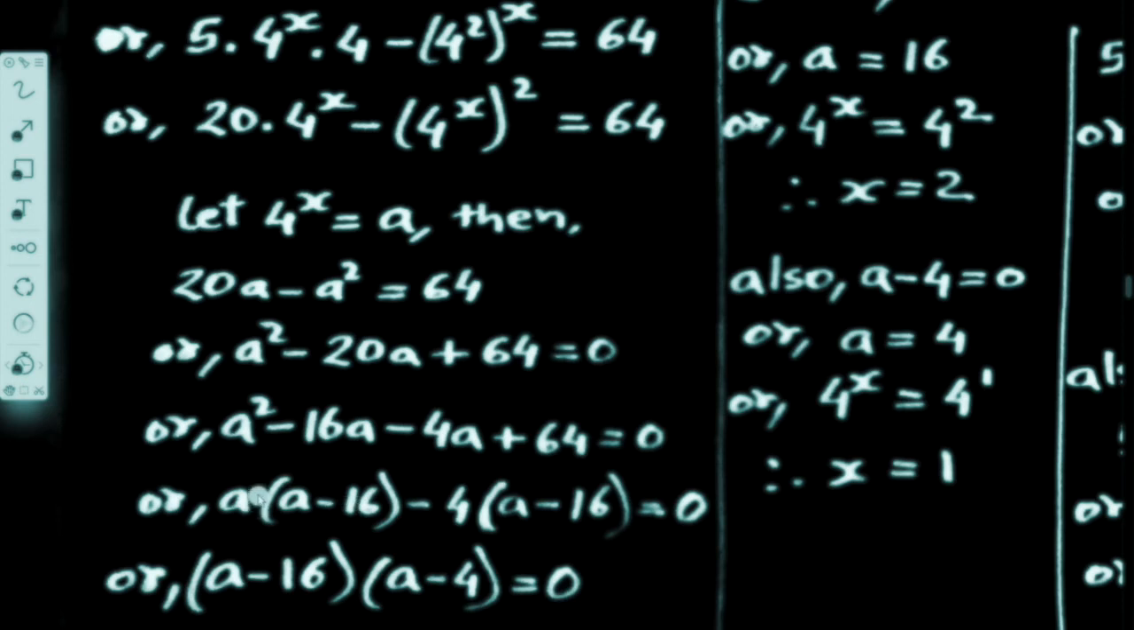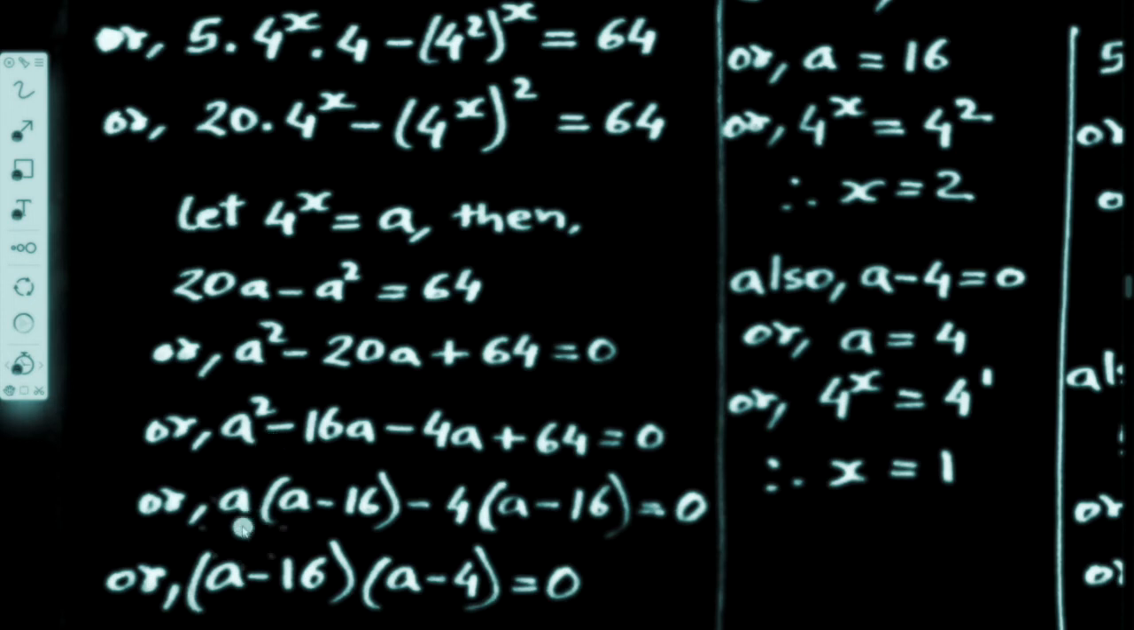Here see, now for factorization, this is our expression, we get this expression after certain steps, certain process. Now from this expression a square minus 20a plus 64 equals 0, or a square minus 16a minus 4a plus 64 equals 0. Now here 20a should be broken into 2 parts, that is 16a and 4a. To make our calculation easy, for factorization this should be done.